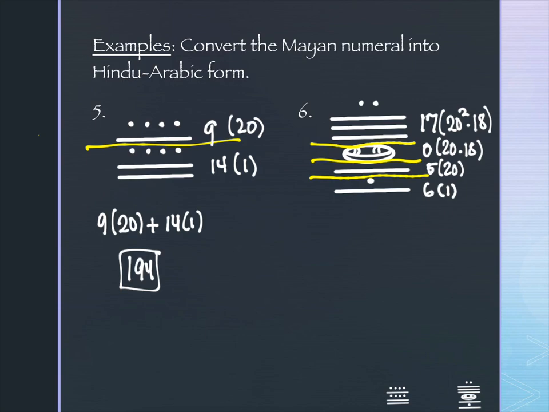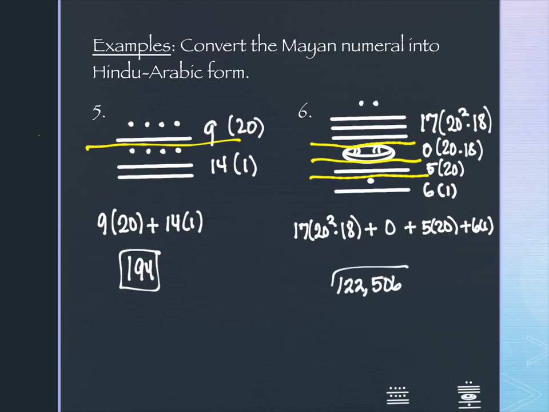So we're going to take 17 times 20 squared times 18, plus the next one's 0, so I'm just going to write it as 0, plus 5 times 20 plus 6 times 1. And again, if we multiply and add them together, we have 122,506.